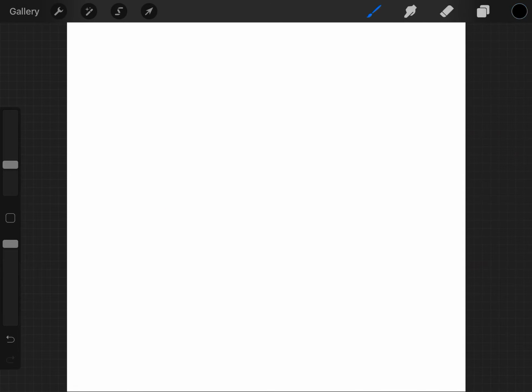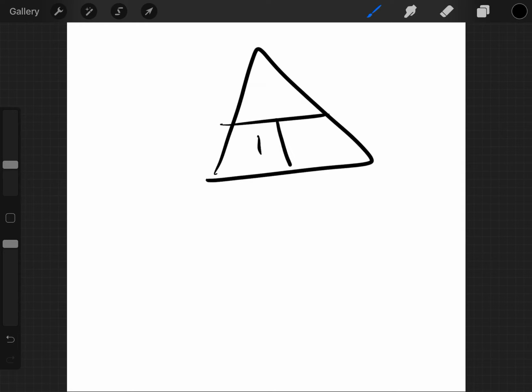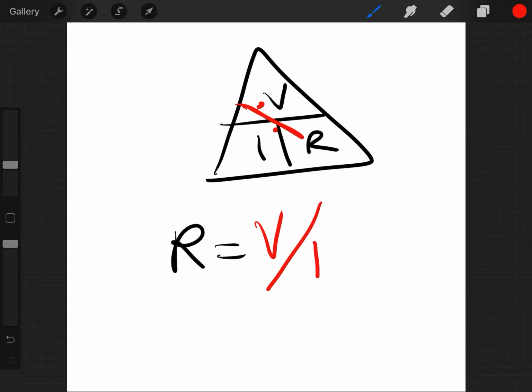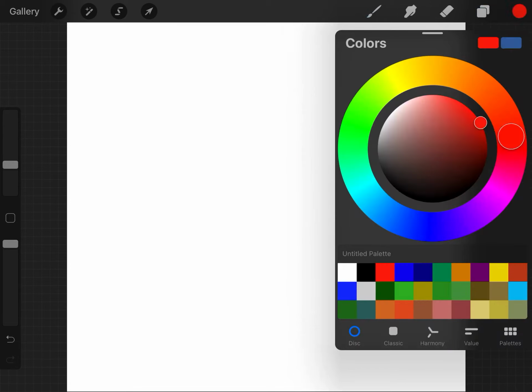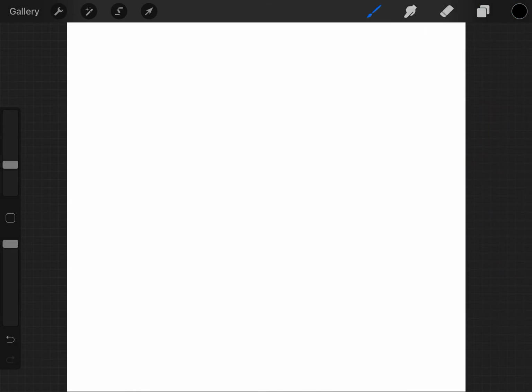If I wanted to find resistance, so resistance is equal to V divided by I. So I'm looking for R. The V is over the I, which means that it's going to divide. So V over I. So that's Ohm's Law in its most basic formulaic explanation.